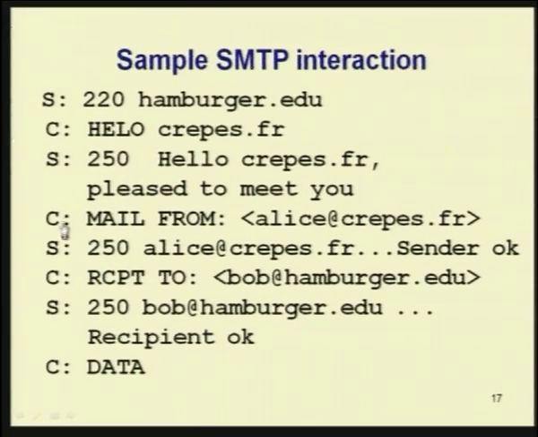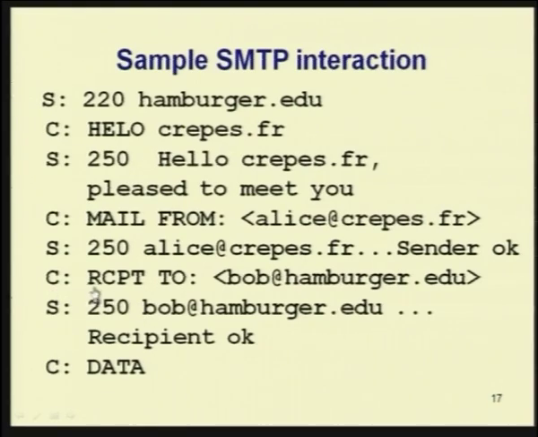Now the client indicates a command which says I am sending mail, and the from, who is the person who is sending it. It says Alice at creeps.fr is the person who is sending this message. Now the server responds by saying 250 Alice at creeps.fr, sender is OK. So it accepts the sender.